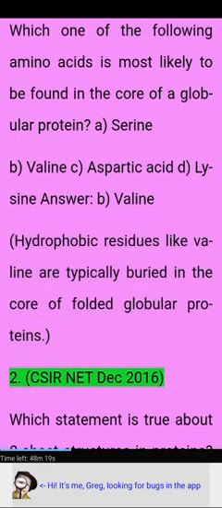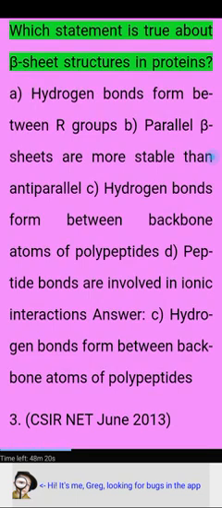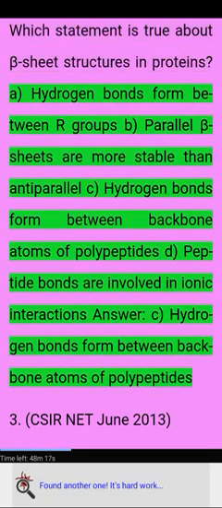2. CSIR NET December 2016. Which statement is true about beta sheet structures in proteins? A. Hydrogen bonds form between R groups. B. Parallel beta sheets are more stable than antiparallel. C. Hydrogen bonds form between backbone atoms of polypeptides. D. Peptide bonds are involved in ionic interactions. Answer. C. Hydrogen bonds form between backbone atoms of polypeptides.